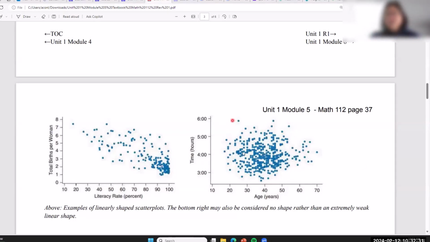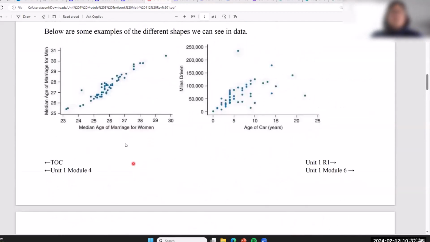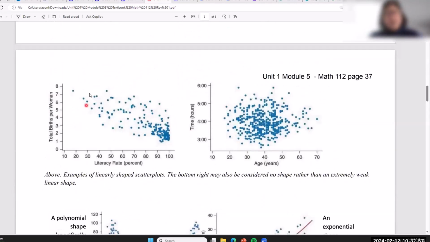And then this right here is no linear shape at all. This is just everywhere. No linear shape to this trend here. So the bottom right can be considered no shape. So all of these examples, these all have linear shapes, but very different strengths. This has a high strength, a very strong linear association. This one's weaker. This one's kind of weak. This one's a mess. There's no linear shape there.